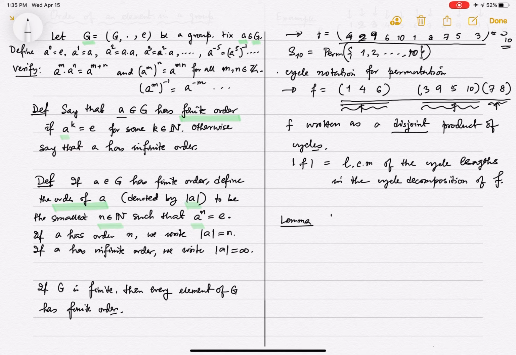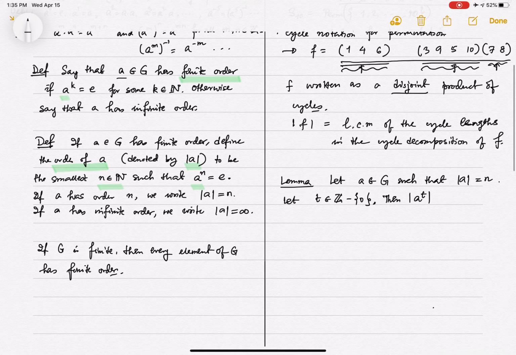Take an element a that has order n. And let t be a non-zero integer. Then I want to ask, what is the order of a to the power t? So I know the order of a. What's the order of some power of a? And the answer, let's guess the answer. So here is maybe some a. Let's put some face on these letters.